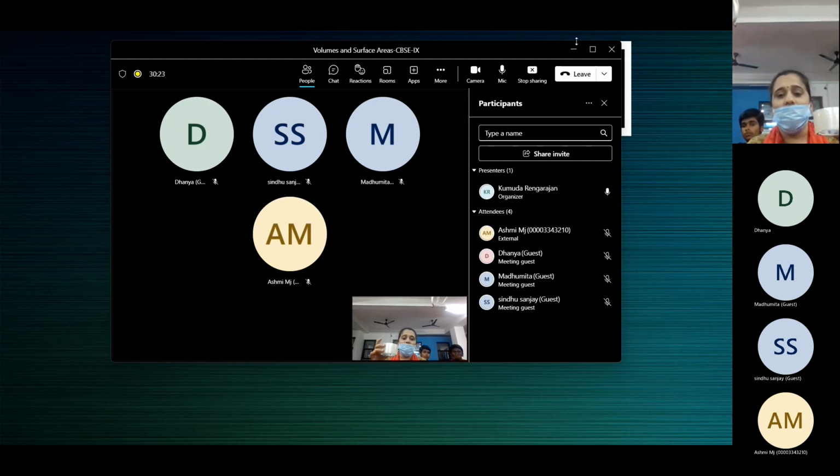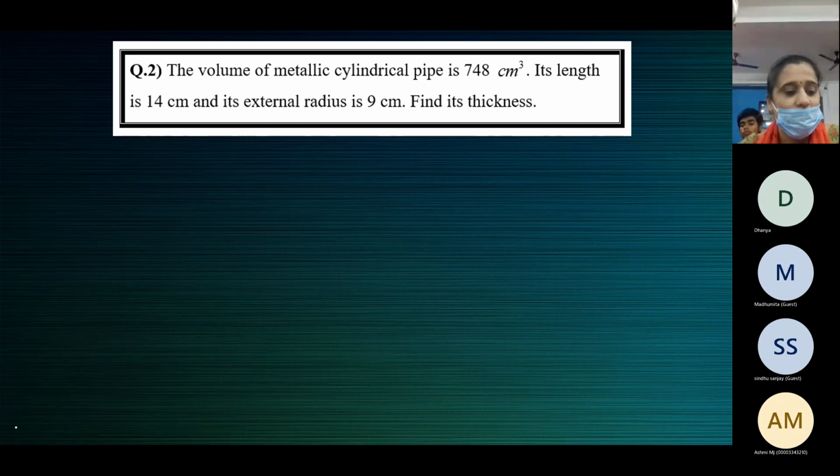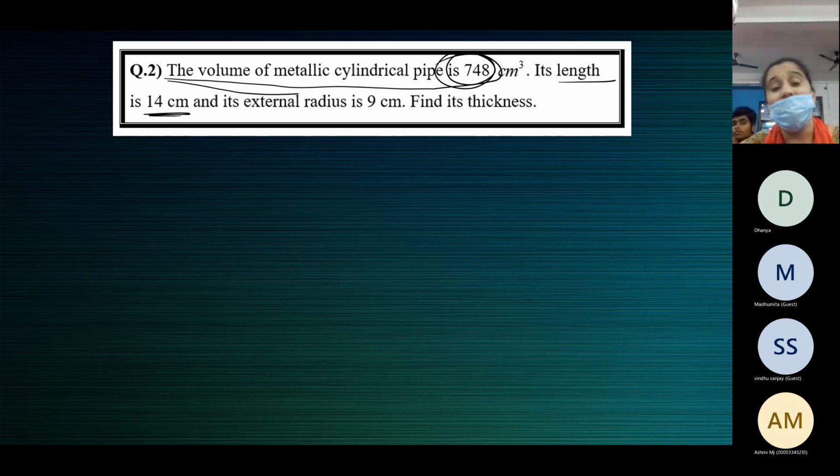Okay, now let's go back to the question. Look at the question, how it's given. The volume of a metallic cylindrical pipe is given to you, 748 centimeter cubed. Its length is 14 centimeters. Length meaning the height. So the height is mentioned using different words: length, meaning the height of the cylinder, is 14 centimeters.